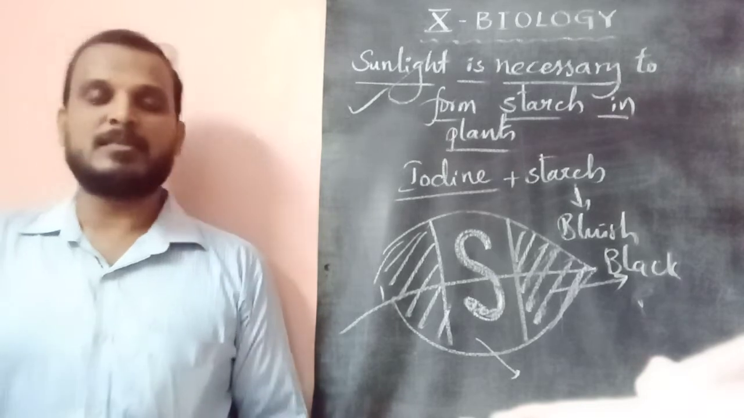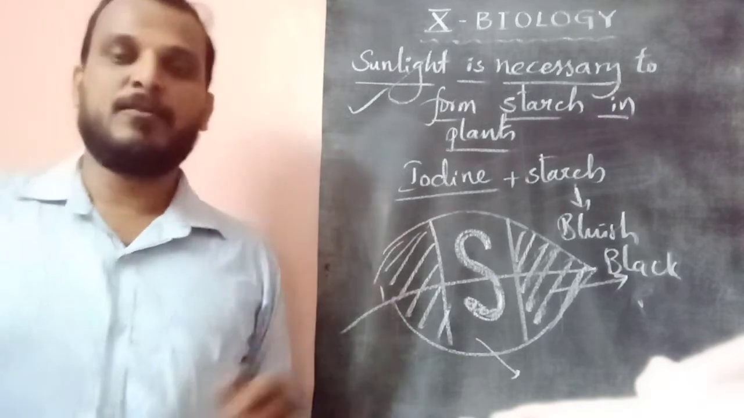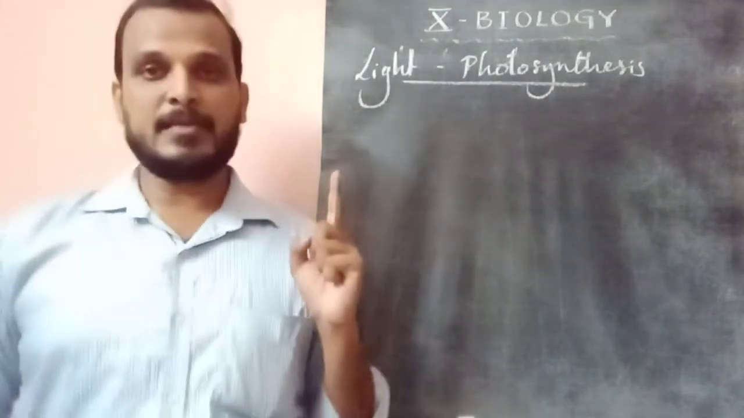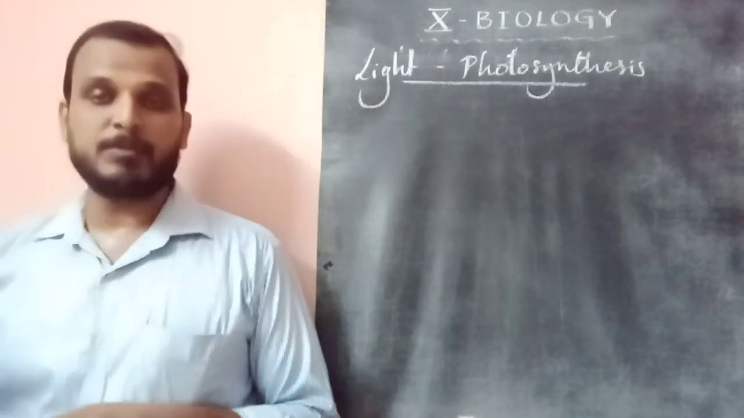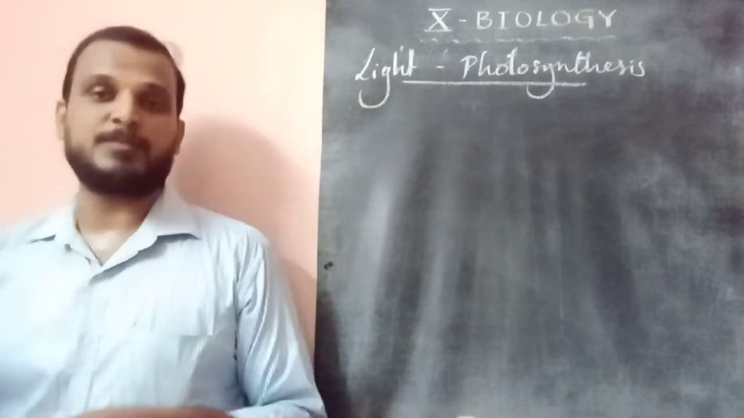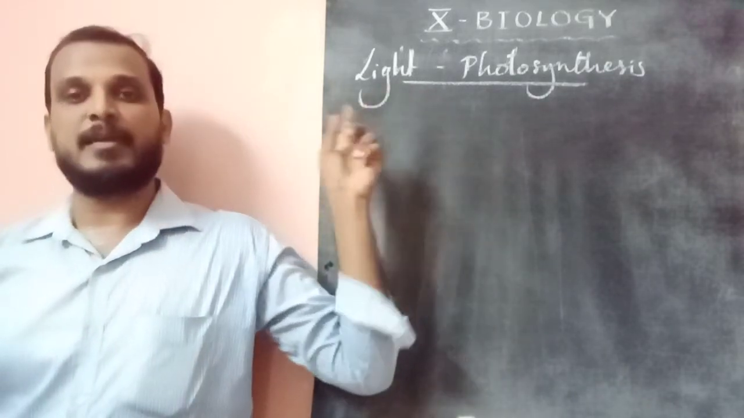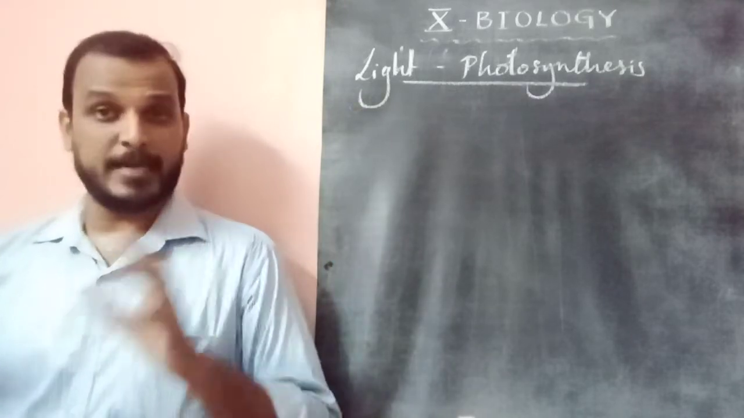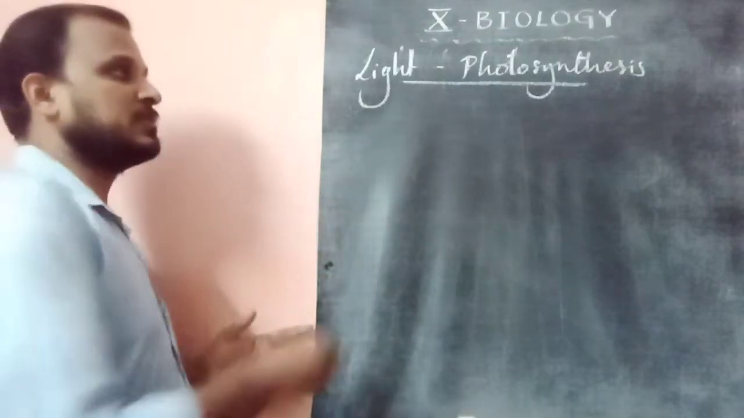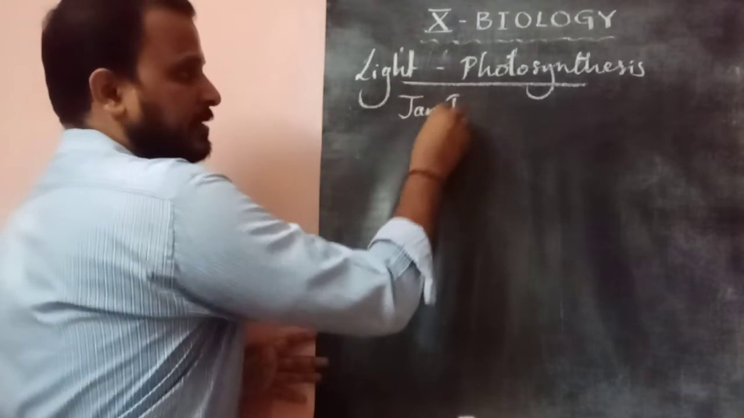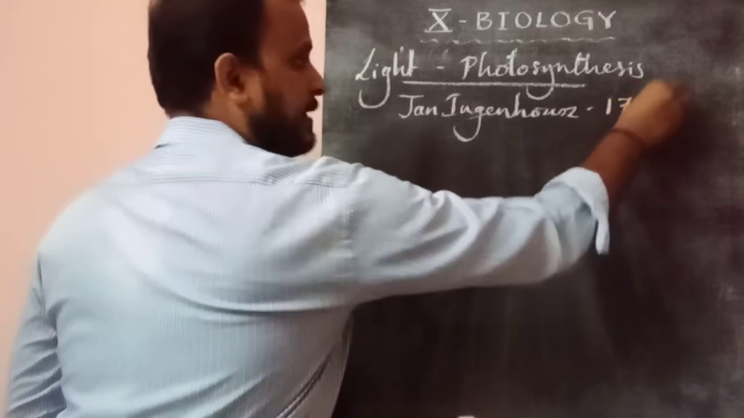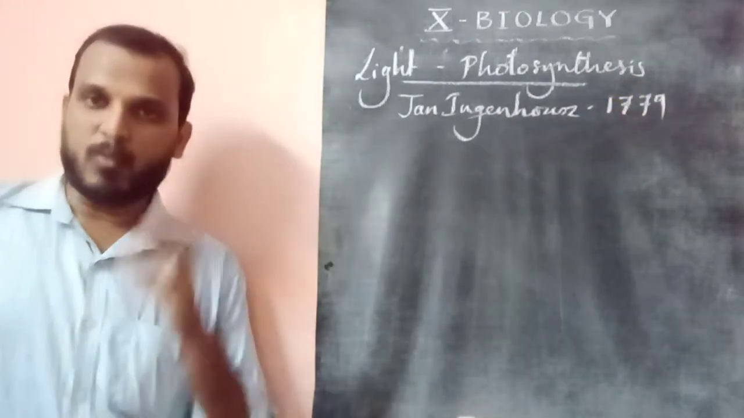We will move on to the next things about the relation between light and photosynthesis. The first factor for photosynthesis is light, and its importance. In the hydrilla experiment we came to know that only in the presence of light is oxygen released. In the black paper experiment we came to know that only in the presence of sunlight is starch formed in photosynthesis. So light got its importance. Who proved the importance of light in releasing oxygen? The scientist is called Jan Ingenhousz, in the year 1779.